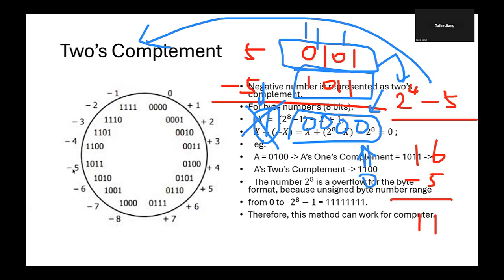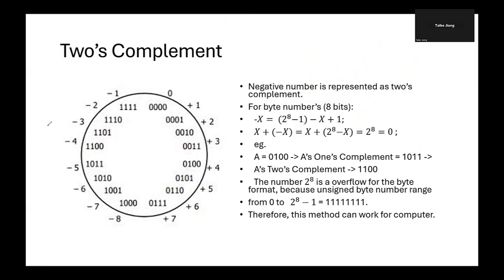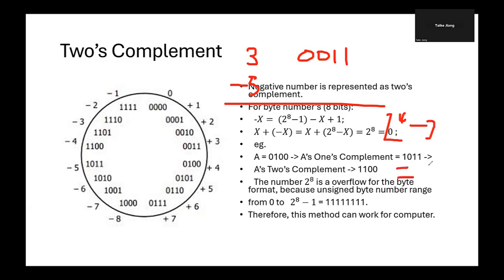So let's assume that we also use this 4-bit system, and now I have a number of 3. How could I represent my minus 3? Tell me how to do it. 2 to the power of 4 minus 3? That would be 13. And then how to put it in binary.